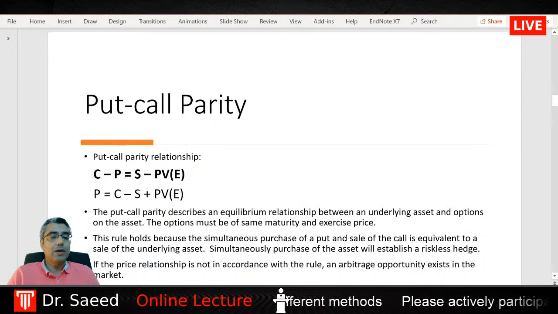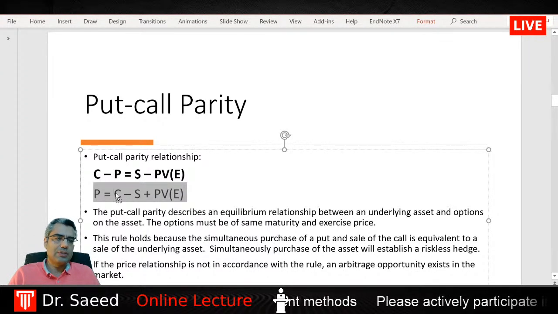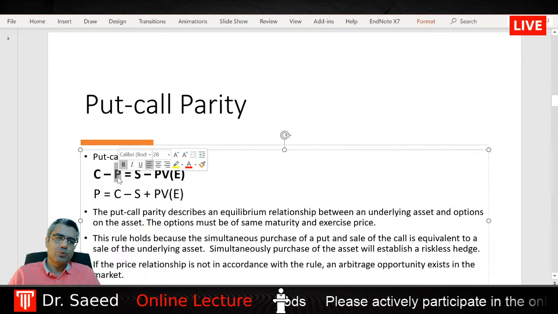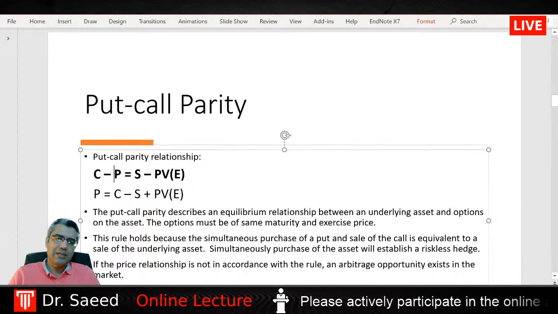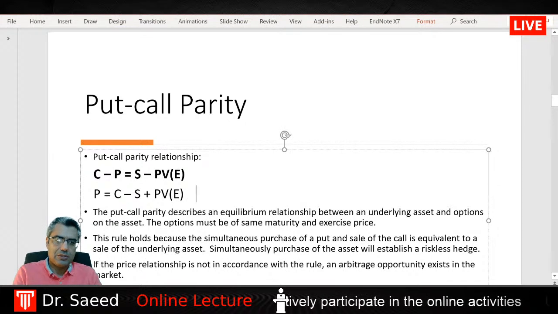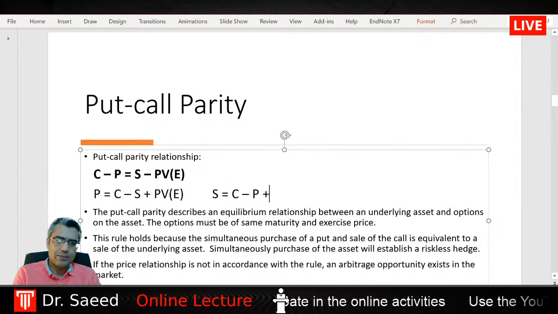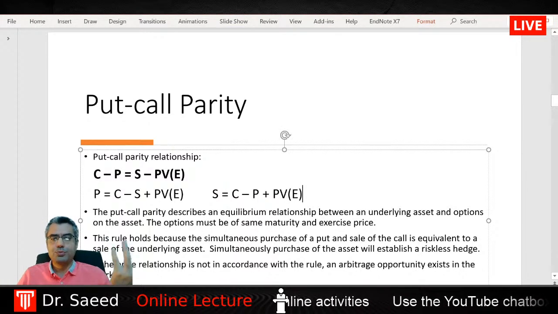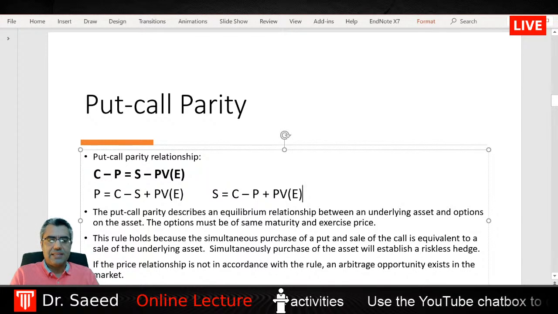And this is okay. Here you see, you can write the equation based on P, based on S, based on C. For example, here I wrote it based on P. It means I took P to the other side and it's positive now, and brought these two to the other side. So S became negative and plus PVE. So I can write the equation based on S, right? So S equals C minus P plus present value of exercise price, right? So you can write it based on call price, put price, or spot price. It's the same thing.